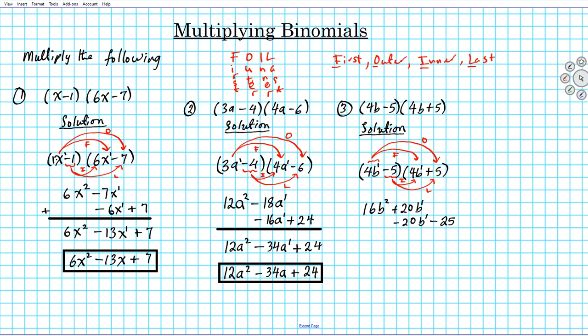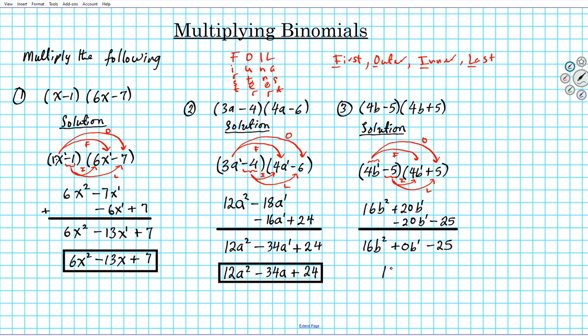Okay, and then we just combine downwards. So when we combine downwards, we are going to have 16b squared. And then these two add up to 0, plus 0b to the first power, minus 25. Okay, so let's clean it up. Do some cosmetics here, make it look pretty.